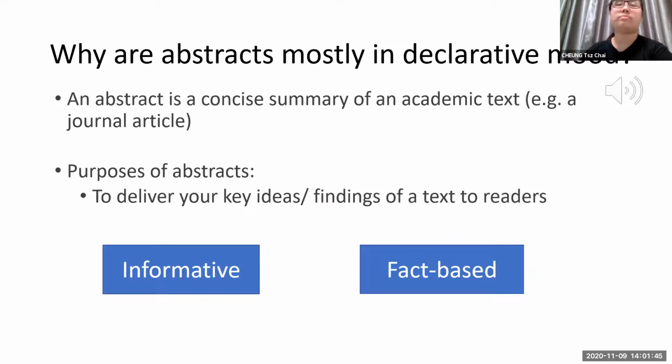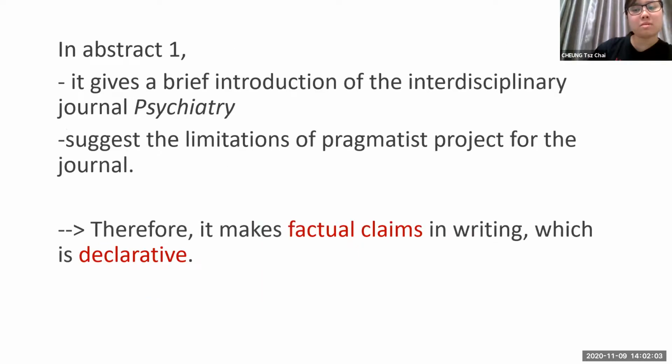Abstracts are usually in a declarative mood because an abstract is a concise summary of an academic text, such as a journal article. The purpose of the abstract is to deliver your findings to the readers, therefore abstracts are mostly informative and fact-based. Refer to Abstract 1. It aims to give a brief introduction of the interdisciplinary journal, Psychiatry, and suggests the limitation of the pragmatist project for the journal. Therefore, it is making factual claims and stating facts in the writing, which is declarative.